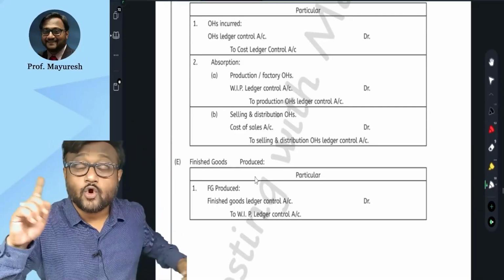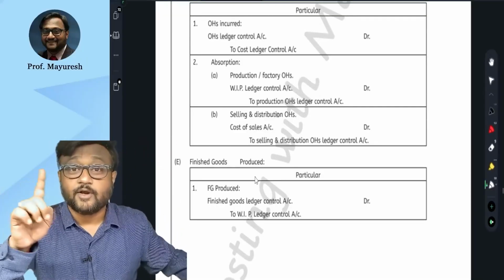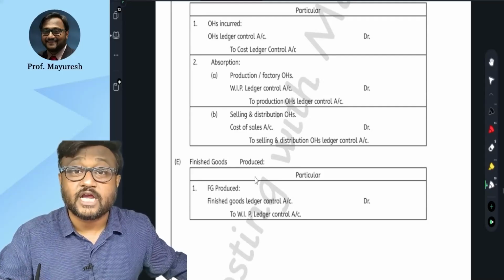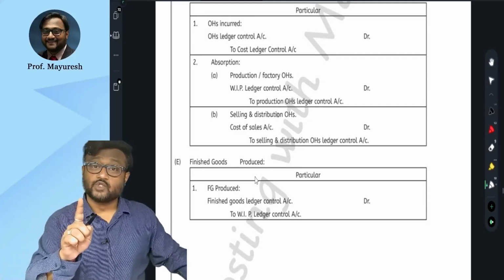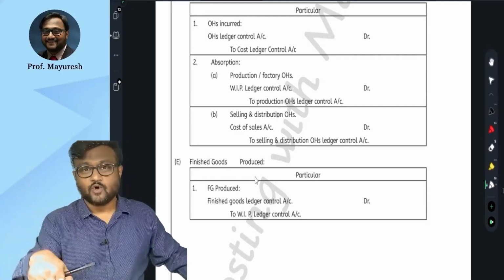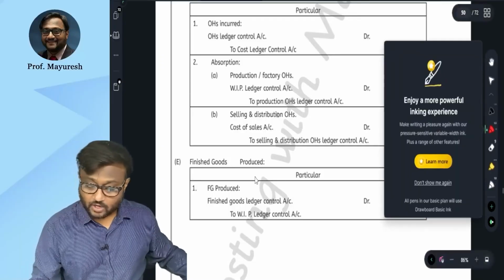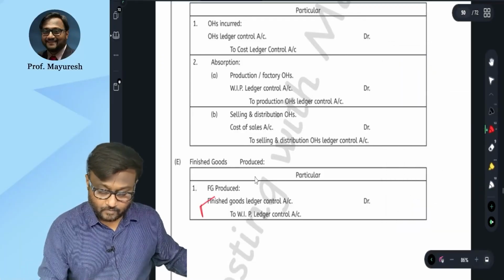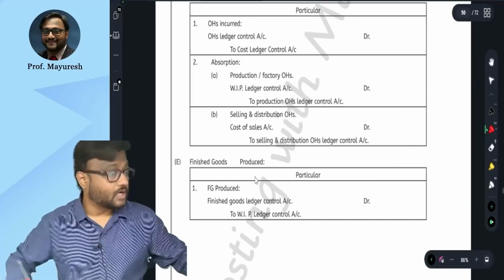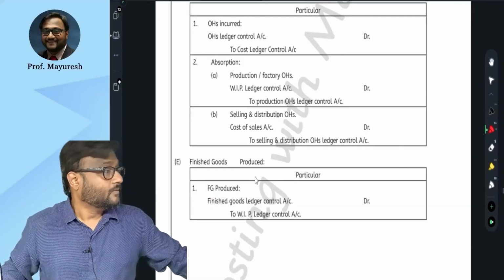And it will be no longer called as incomplete production. It will be no longer called as work in progress. So finished goods balance will go up. WIP balance will go down. Finished goods ledger control account debit to WIP ledger control account. Have you understood this?